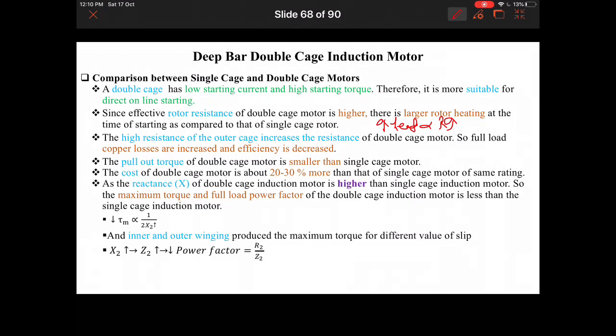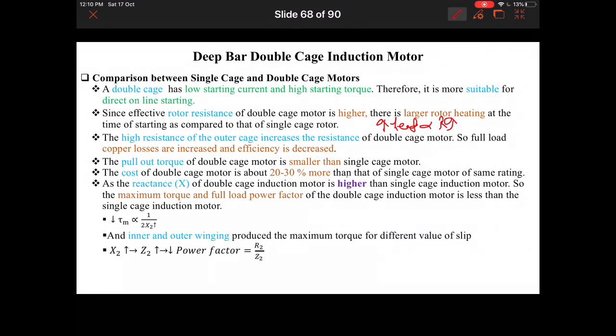The high resistance of the outer cage increases the resistance of the double cage motor. So, full load copper losses are increased and efficiency is decreased. The pull out torque of the double cage motor is smaller than the single cage motor. The cost of the double cage motor is about 20 to 30% more than the single cage motor of the same rating.